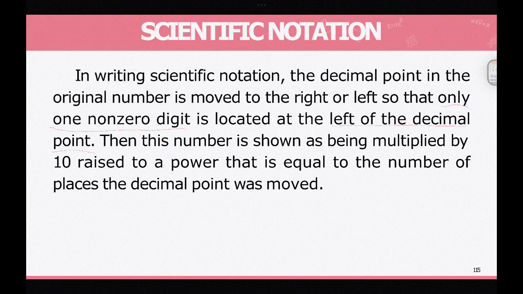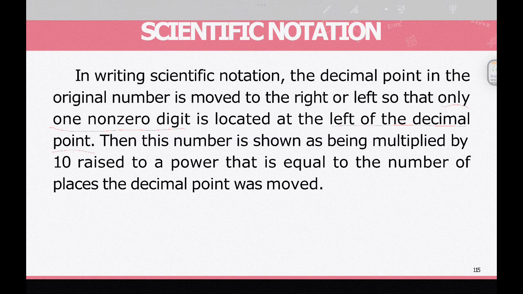So when you say scientific notation, the decimal point in the original number is moved to the right or left, so that only one non-zero digit is located at the left of the decimal point. Now, the number shown is being multiplied by 10 raised to a power that is equal to the number of places the decimal point was moved.